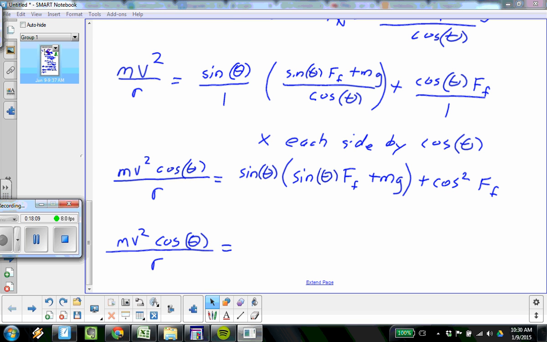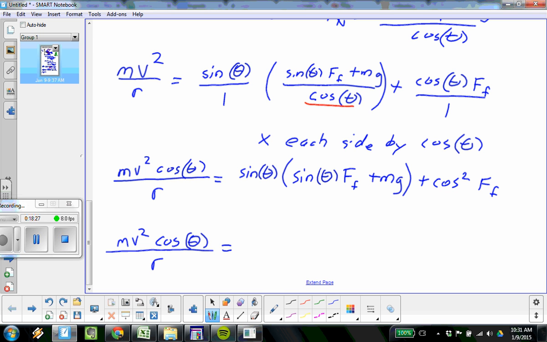What I wind up getting when I multiply each side by cosine is mv squared cosine theta, because I multiplied each side by cosine theta, over r. That is equal to sine theta times, in parentheses, I now have gotten rid of the cosine theta in the denominator here. And so it's just sine theta times the friction force plus mg.